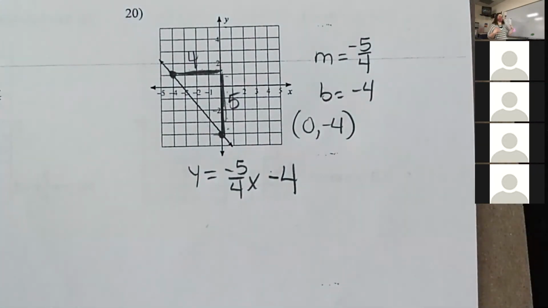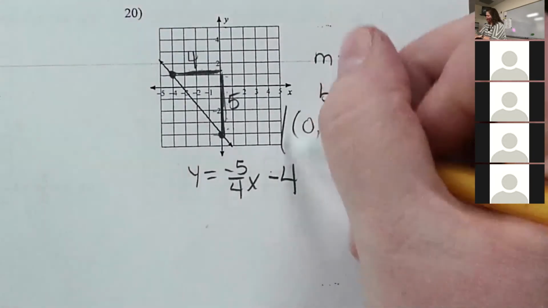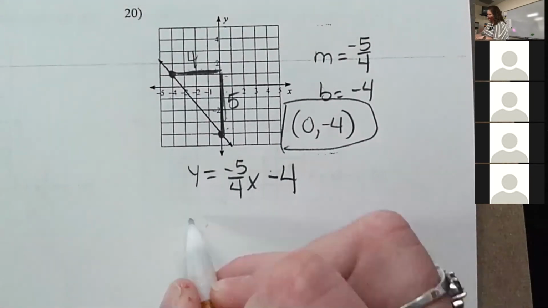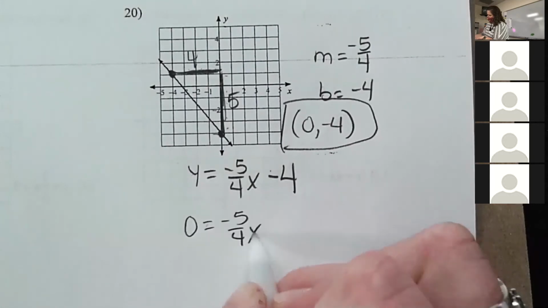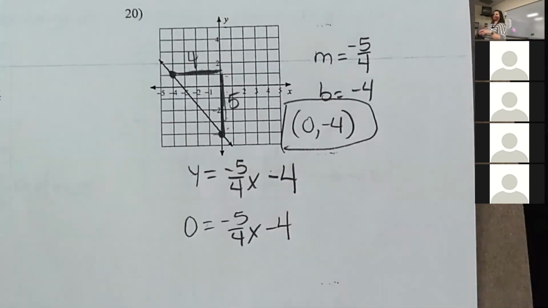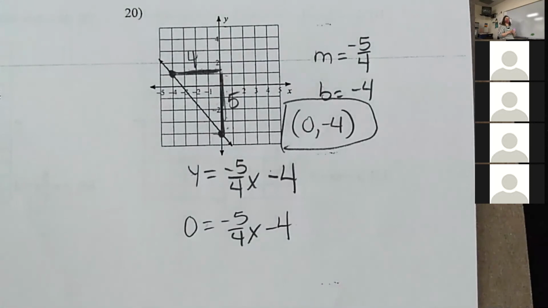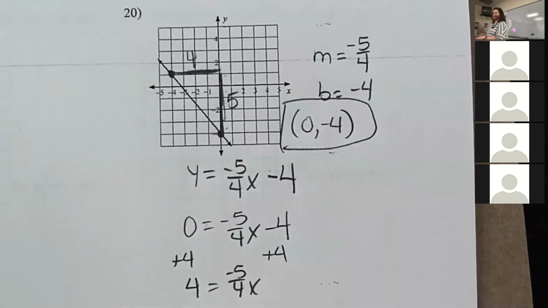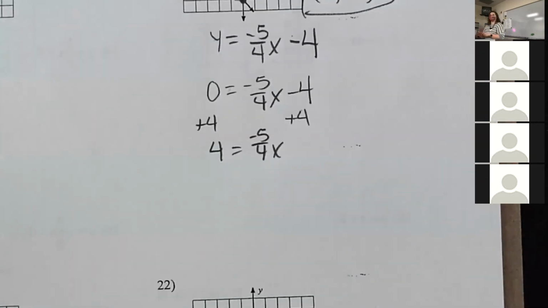But I still haven't answered the question, right? Like I have this y-intercept here, but I don't have an x-intercept. Well, if I want to find an x-intercept, I put 0 in for what? For y. So I need to put 0 in for y here. So 0 equals -5/4 x minus 4. Now I'm going to keep solving for x. Bring over that 4. So 4 equals -5/4 x.